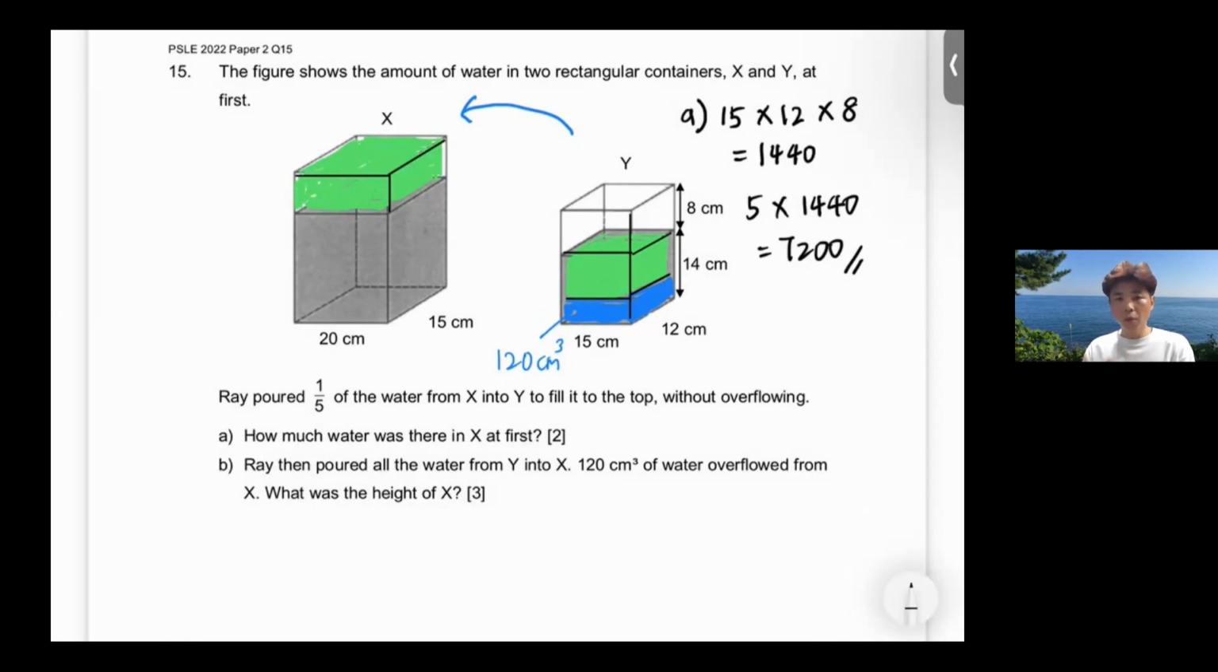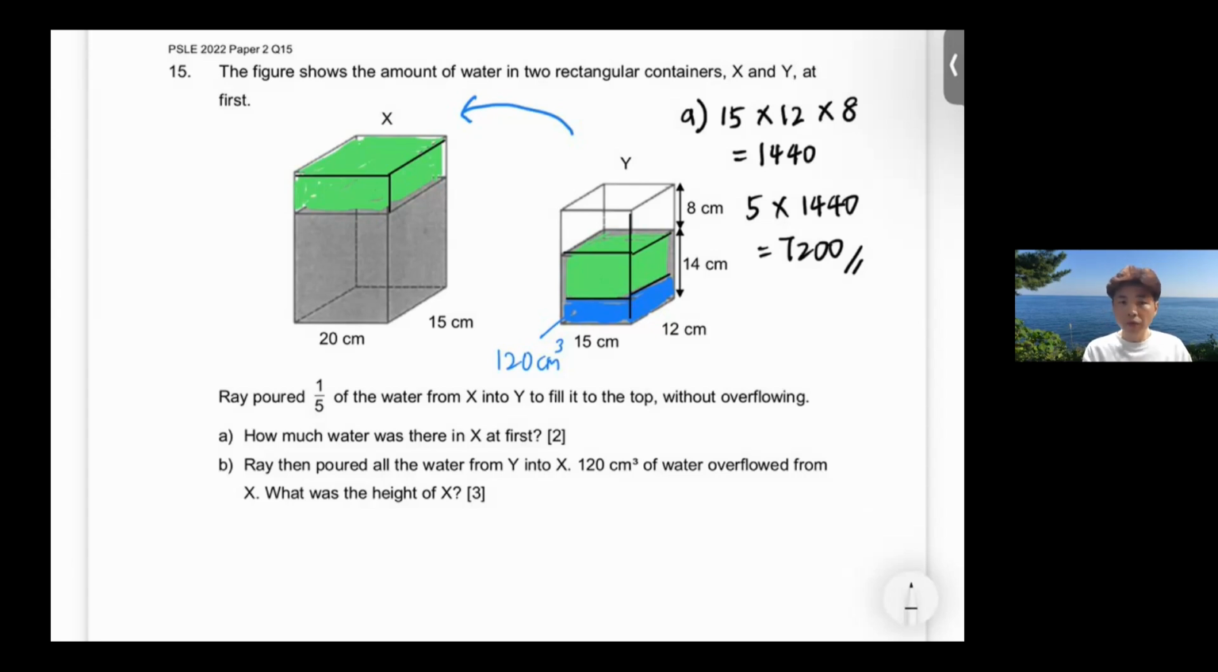I repeat, the amount of water that I have shaded in green in container Y has the same volume, or is the same amount, as the green shaded part in X. Because if I don't pour the 120 cubic centimeters of water from Y into X, then no water will overflow.